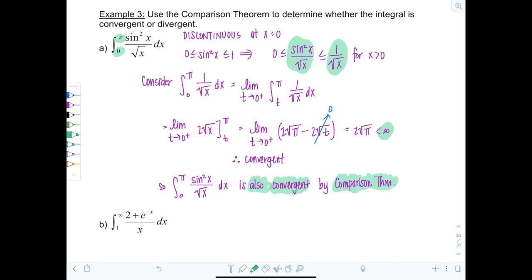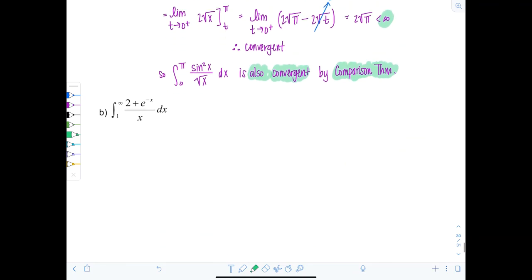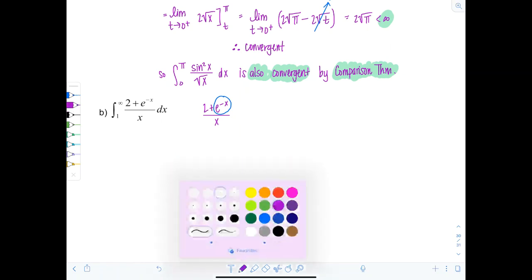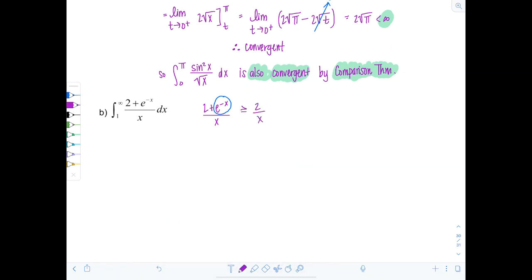Okay. Here we go. I've got the integral from 1 to infinity of 2 plus e to the negative x over x dx. Okay, so what can we say? Well, 2 plus e to the negative x over x. You guys agree? e to the negative x, that's never going to be 0. In fact, it's never going to be negative. So this for sure is greater than or equal to 2 over x. You could leave it like that, or you could say this is greater than or equal to 1 over x, right? Which is greater than or equal to 0 for x greater than or equal to 1.